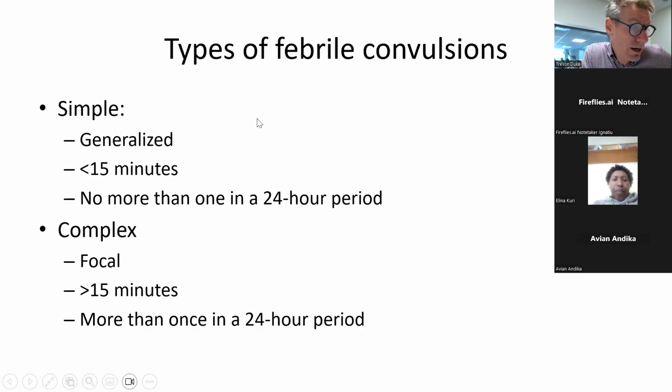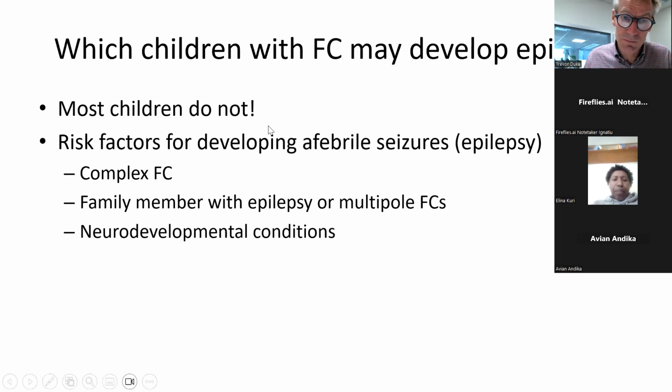As I said, it's important to have some idea of what a simple and a complex febrile convulsion is. Simple febrile convulsions are generalized in nature, less than 10 or 15 minutes long, and no more than one in a 24-hour period. But complex febrile convulsions may be focal, or prolonged, or occur more than once in a 24-hour period. There's an arbitrary definition of simple and complex, but the reason to make that definition is that children with complex febrile convulsions are more likely to go on and have another febrile convulsion, and a bit more likely to go on and have epilepsy.